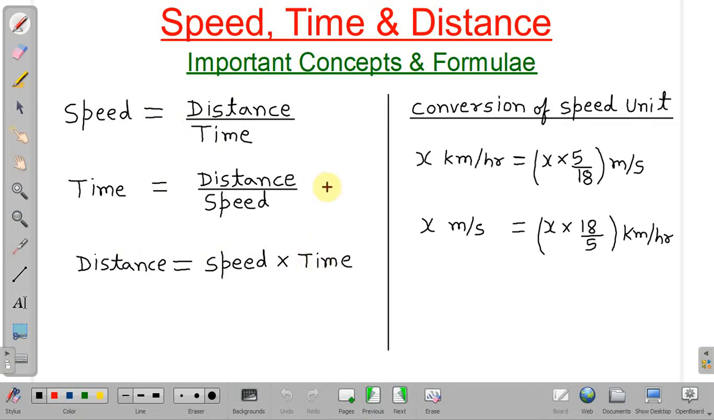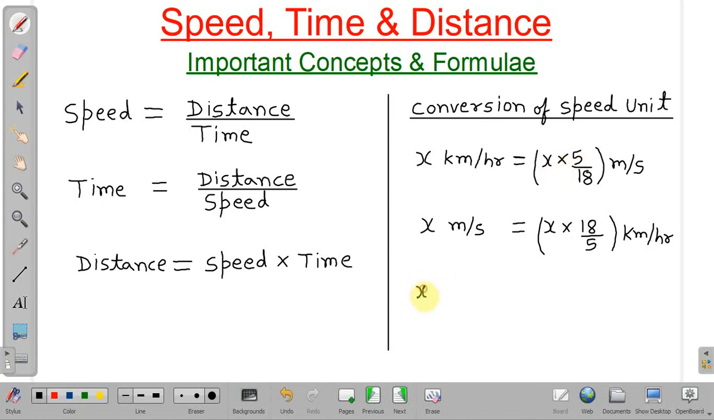Sometimes speed is given in kilometer per hour and we need it in meter per second. So to convert x kilometer per hour to meter per second, we have to multiply this by 5 divided by 18. When you multiply, it will be in meter per second. Similarly, when speed is given in meter per second and you need it in kilometer per hour, then you have to multiply by 18 divided by 5. So this shortcut you need to remember how it came.